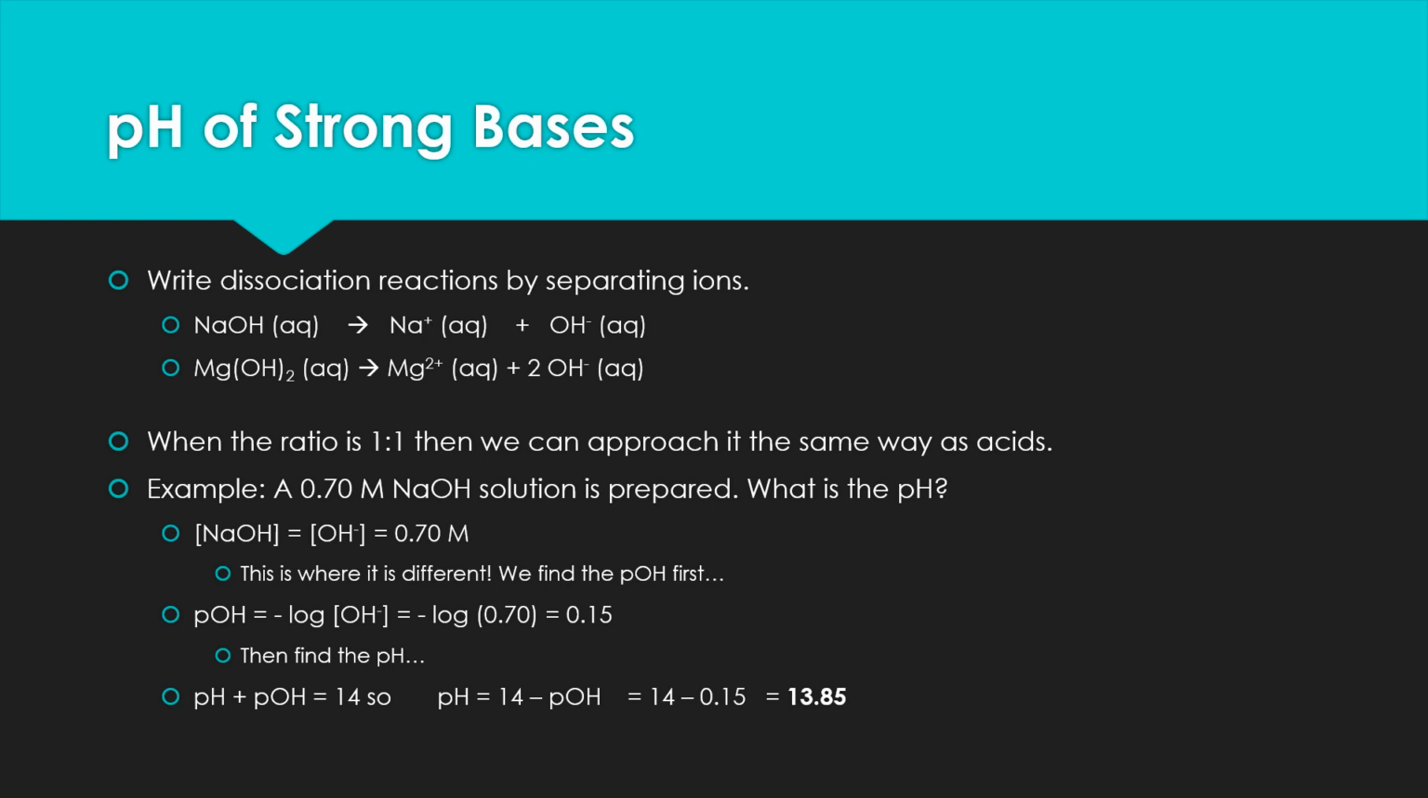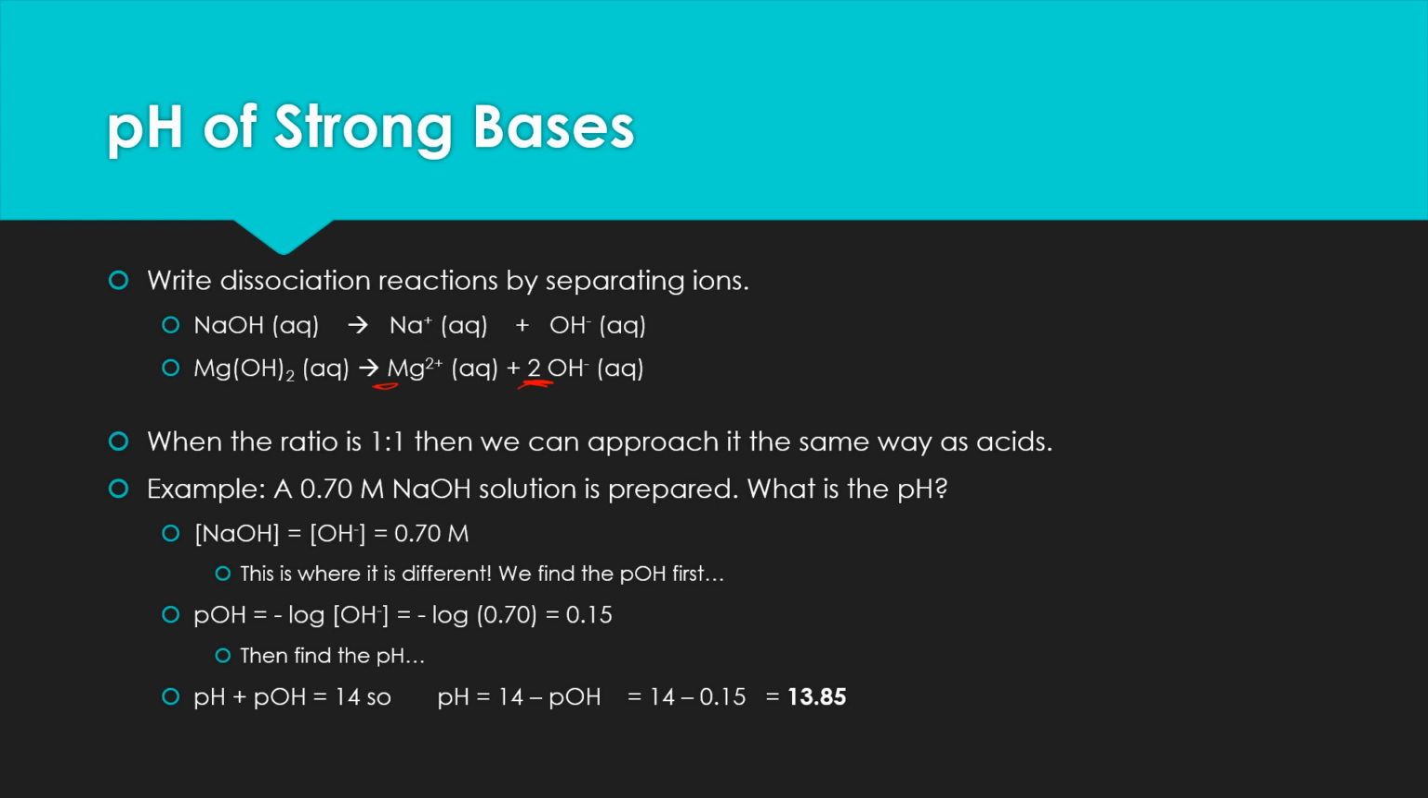Now, if we want to find the pH of a strong base, then we have a little bit more to do, but not a crazy amount. So when we look at our dissociation reactions, we've got an example of sodium hydroxide, it breaks down to Na+ and OH-. And I also have one of our group 2 metals, magnesium hydroxide. Now when it breaks down, we get magnesium 2+, and we get 2 hydroxide ions. So it's a 1-to-2 ratio. So your hydroxide is really what's going to control how acidic or basic our solution is.